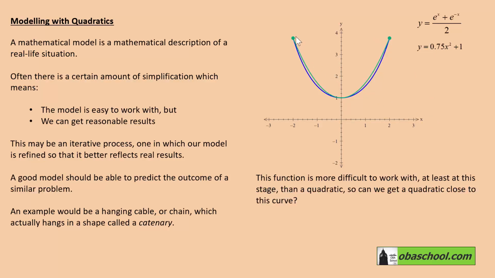Well, yeah, I've got this green quadratic here, which fits fairly well. And that one was y equals 0.6905x squared plus 1. And this is part of that iterative process. I tried this, and then I adjusted it a bit until I got this one.